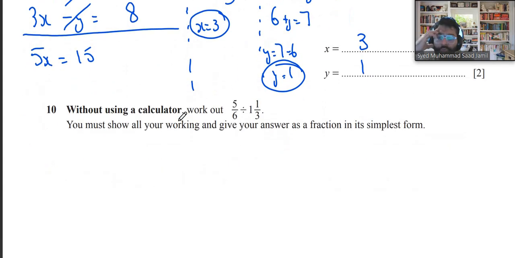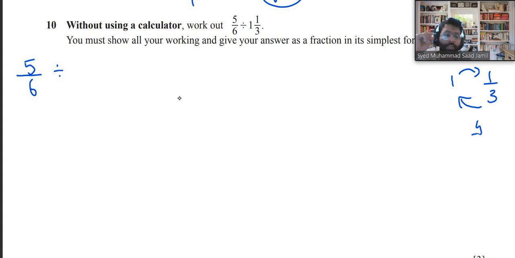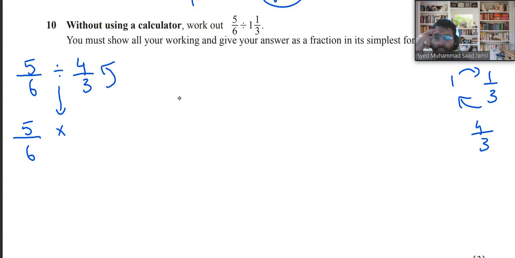Okay, moving on to the next question: without using a calculator, work out. So look, 5 upon 6 divided by, first you will solve this. 1 whole, 1 upon 3 means 3 ones are 3, 3 plus 1 is 4. It means 4 upon 3. 5 upon 6 divided by 4 upon 3. The divide sign will change into multiply and we will reciprocate. 3 will go up, 4 will come down. So it becomes 3 upon 4.